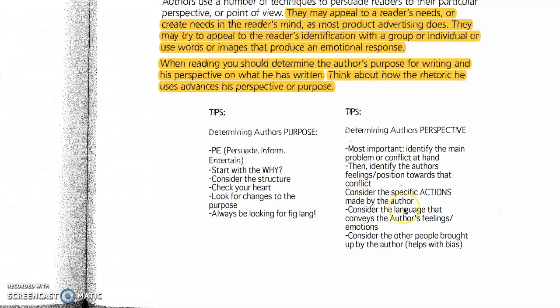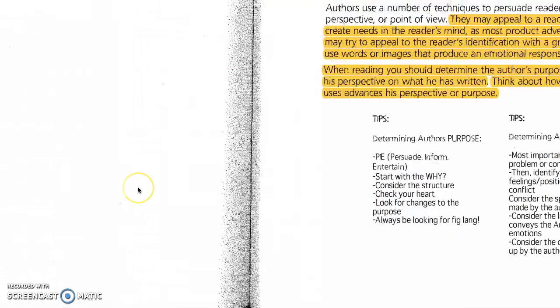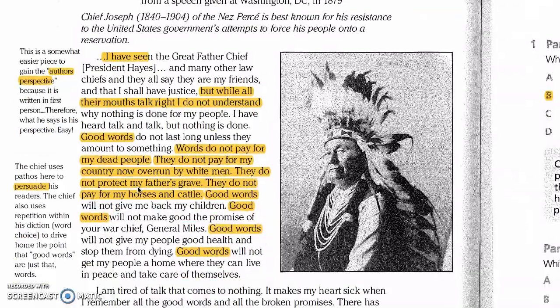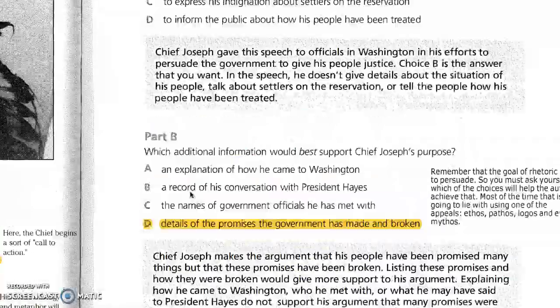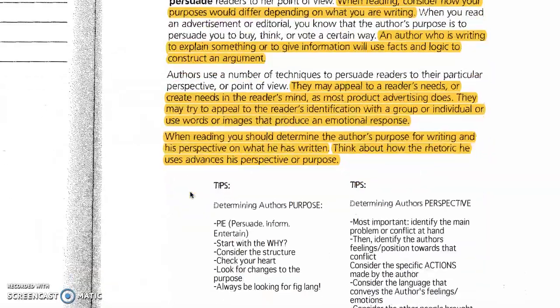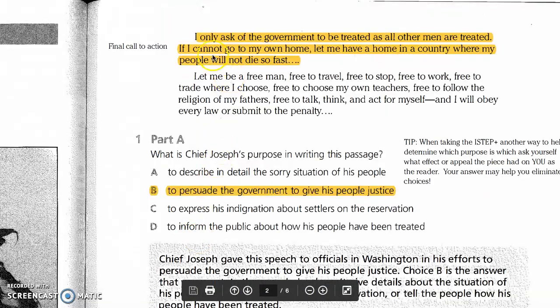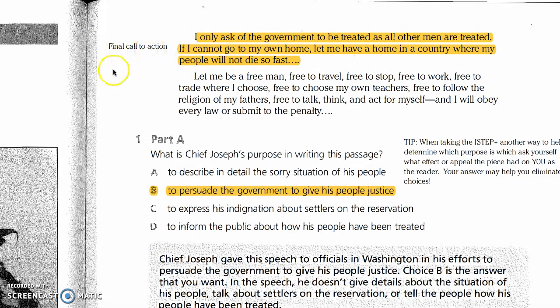The third thing, consider the specific actions made by the author. When I say actions, I literally mean things that this author tried to do that they talked about. So in the Chief Joseph piece, he talked about asking the government to be treated as all other men are treated. That's a literal call to action.